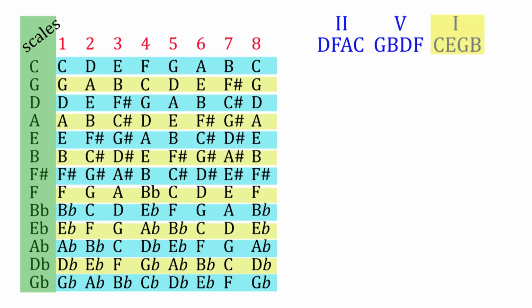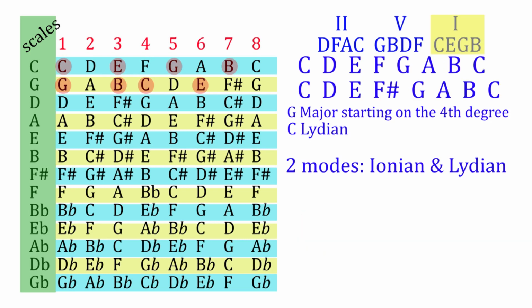The notes of the C major 7 chord are found in the C major scale and the G major scale. So rearranging these scales, we get the C Ionian scale and the C Lydian scale, that is the G major scale starting on the 4th degree.